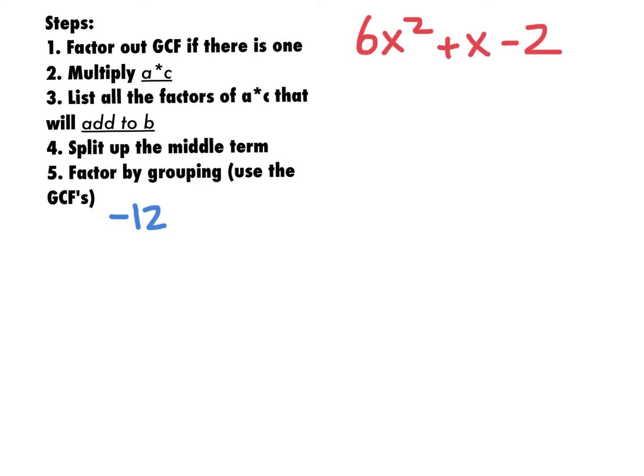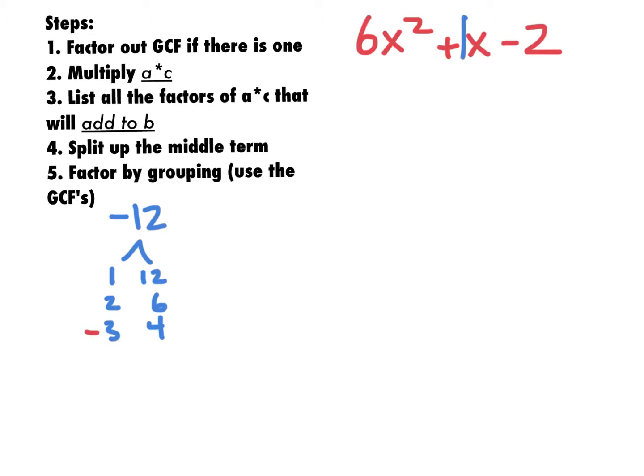Now I have to list all the factors of ac, and I'm going to find one that adds to b. So before I even give negative signs, I've got 1 and 12, 2 and 6, 3 and 4. Now b, if we look here, is 1. And I know this is a negative 12, so if I make this a negative 3 times 4 is negative 12, and negative 3 plus 4 gives me this 1 that I'm looking for.